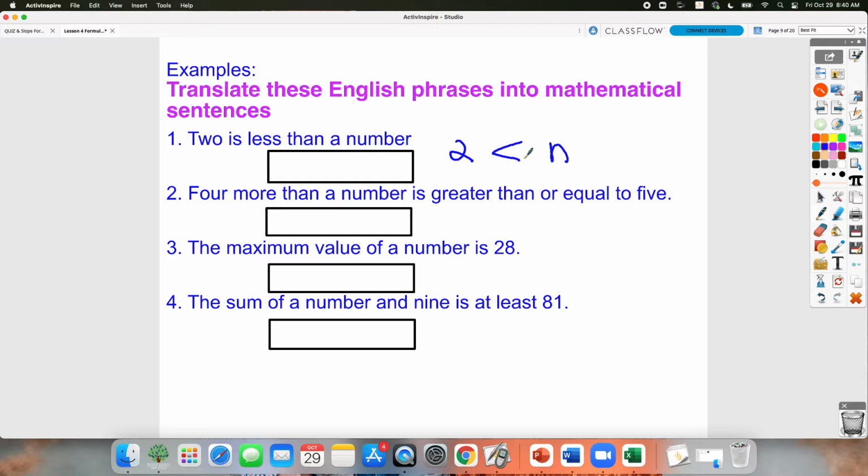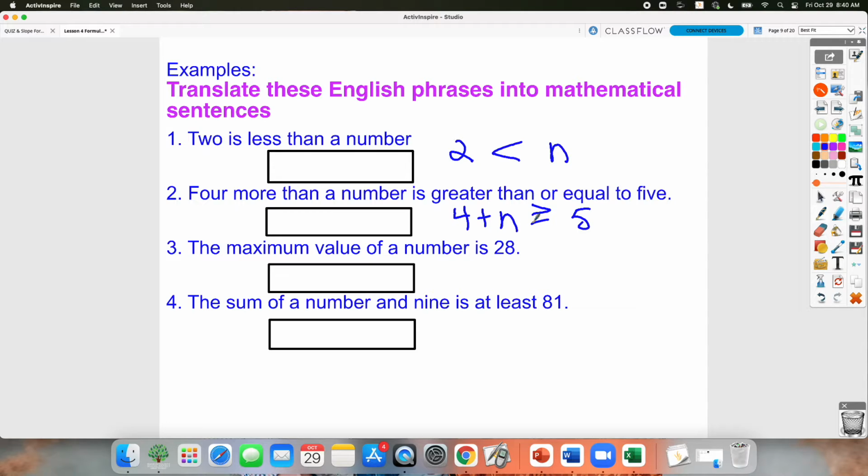All right, 4 more than a number is greater than or equal to 5. So how do I show 4 more than a number? Plus. Yeah, 4 plus n. We're adding 4 to that number. So 4 plus n, and then that's going to be greater than or equal to 5. So what symbol needs to go between my 4 plus n and my 5? Greater than or equal to. That one was kind of obvious, wasn't it?